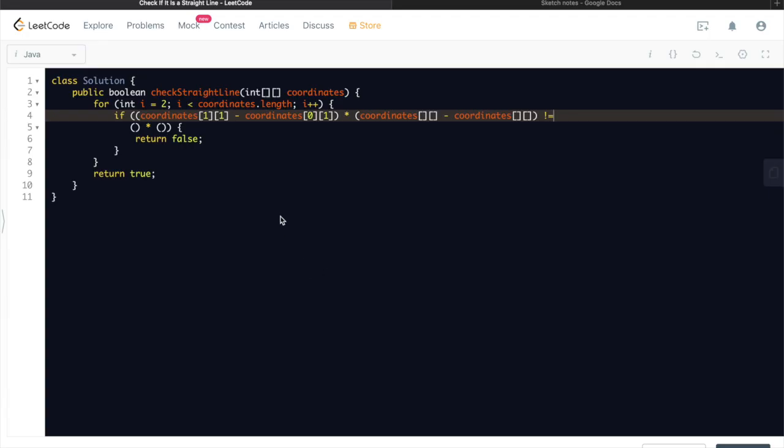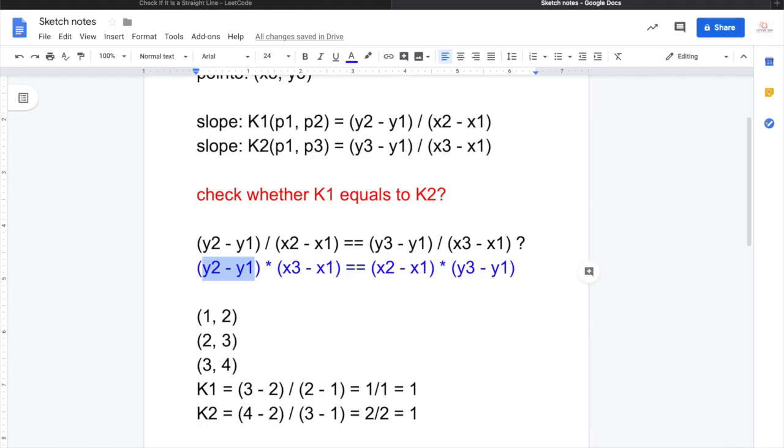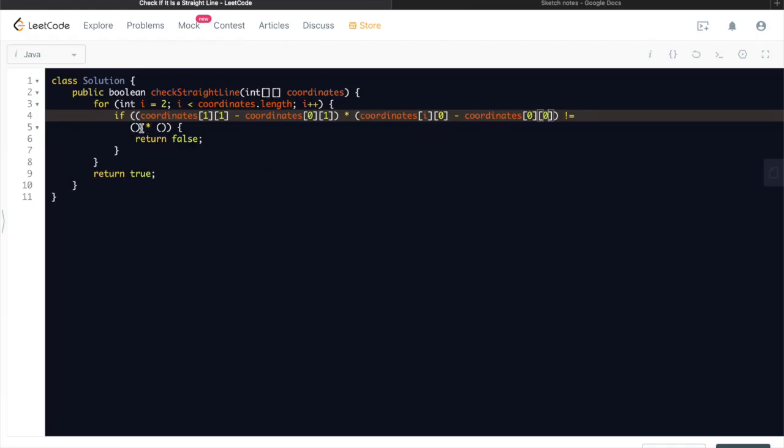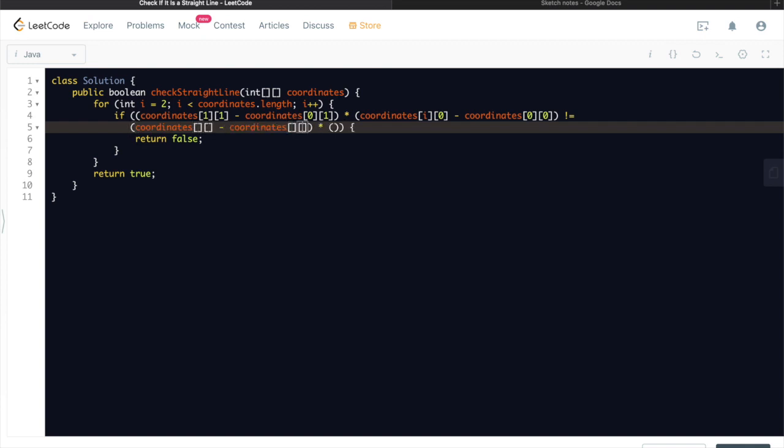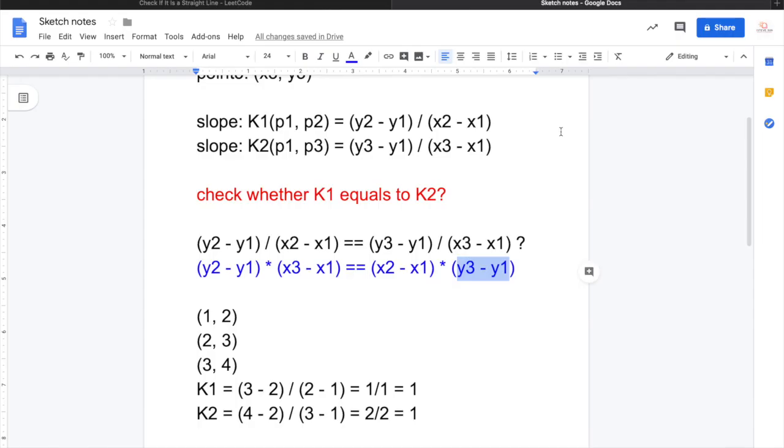Next one is x3 minus x1. x3 is going to be our i, since we start from the third element. The x is 0, and then x1, which means the first one, and it's x, so it's 0. And now we'll have x2 minus x1. x2 is the first one, the x index 1, minus x1, which is 0 here. Now what's this? It's y3 minus y1. The 3 is i, and then minus 1 is 0.